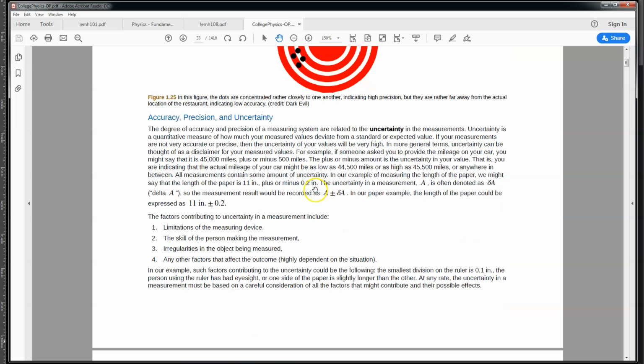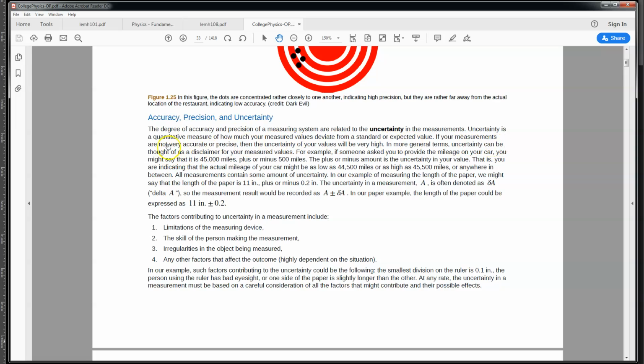Okay. Now we have something here called accuracy, precision, and uncertainty. So the degree of accuracy and precision of the measuring system are related to the uncertainty in the measurements. Now, I don't understand this statement because I don't understand what they mean by uncertainty, because it could mean anything as long as you haven't defined it. And so uncertainty is a quantitative measure of how much your measured values deviate from a standard or expected value. So they have defined uncertainty as a quantitative measure of how much your measured values deviate from a standard or expected value. Okay?